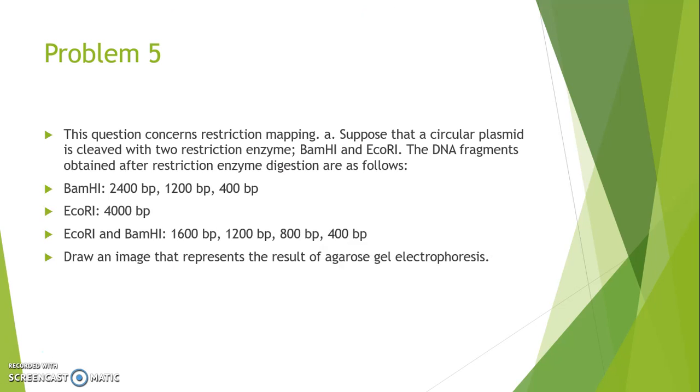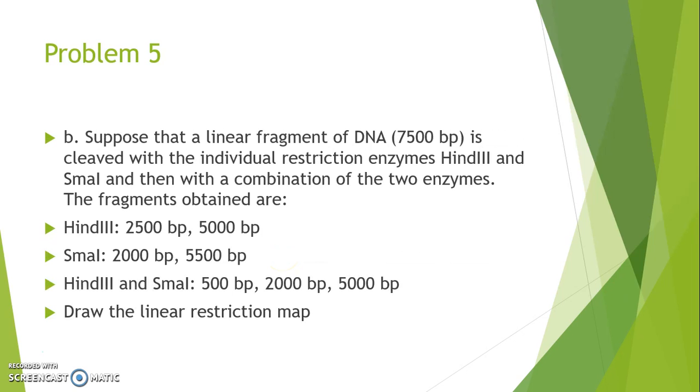So question 5 refers to the restriction mapping. It talks about suppose that a circular plasmid was cleaved with 2 restriction enzymes, BAM and ECO. The DNA fragments obtained were the following. If you just cut with BAM, these would be the sequences. If you cut with just ECO, these would be the sequences. And if you cut them with both, these would be the fragments. And so draw an image that represents it.